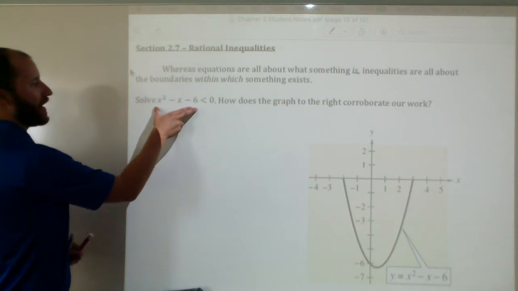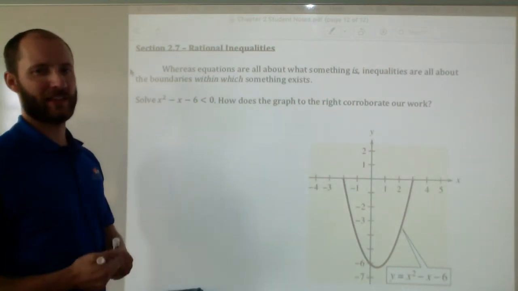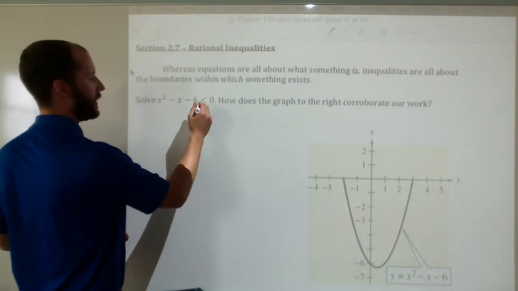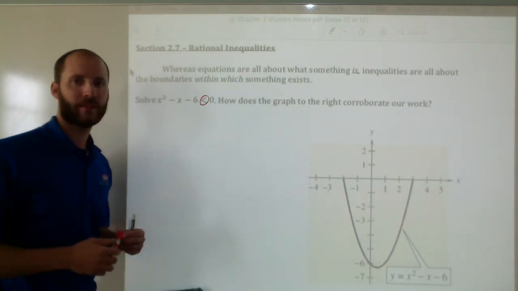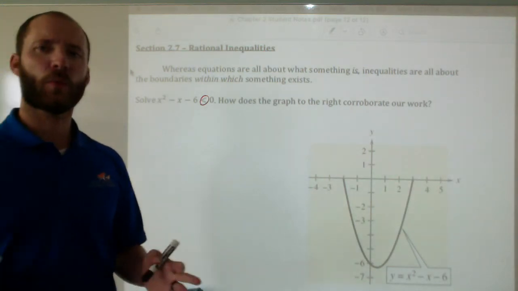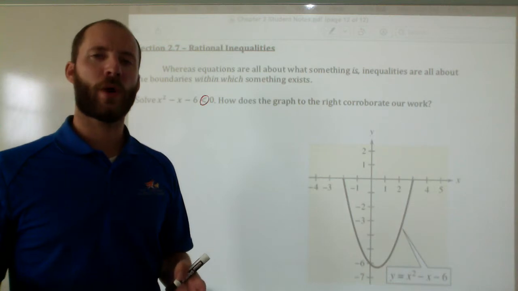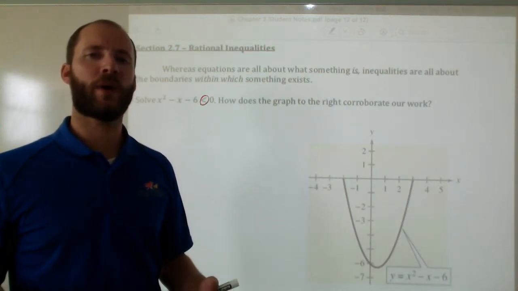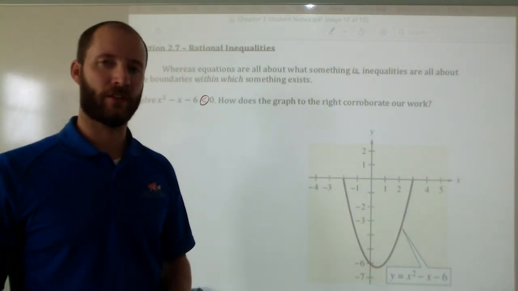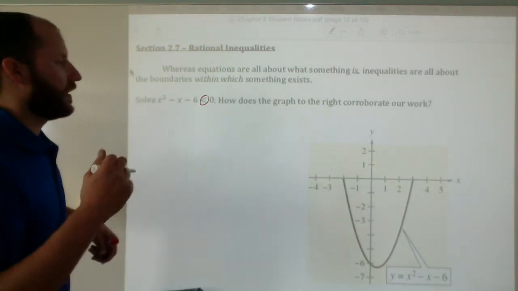So this quadratic, x squared minus x minus 6, that's pretty straightforward, but we've got this little guy right here, less than 0. So we don't want to know when the quadratic equals 0. We want to know when the quadratic is less than 0. Here's how we can do that.